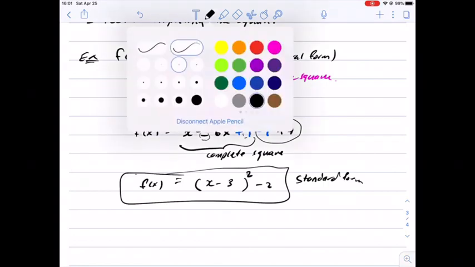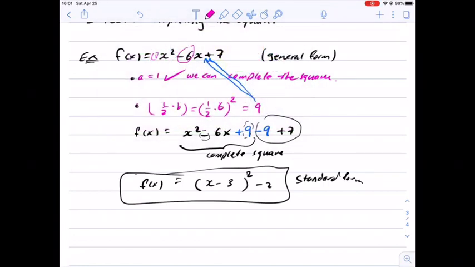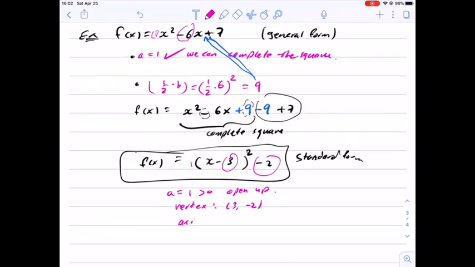Now from this standard form, a equals 1, greater than 0, so it opens up. The vertex is (h, k), where h is 3 and k is negative 2. And the axis of symmetry is x equals h, and that means x equals 3, because h is 3.